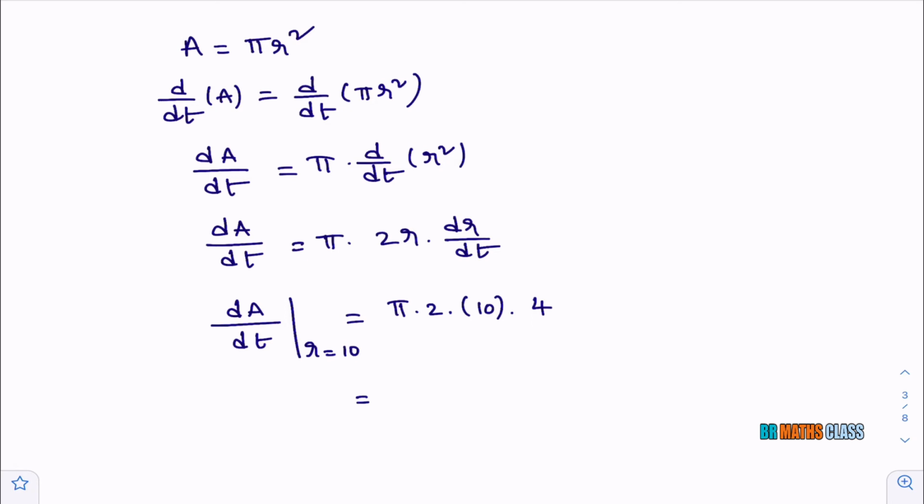If you simplify this, what will you get? 4 into 10, 40. 40 into 2, 80. 80 pi. What is this? This is 80 pi, the rate of change of area with respect to t. So what are the units for this? Units for this is centimeter square per second. So what is the answer? Required answer is dA by dt when r equal to 10 is 80 pi centimeter square per second. I hope you understand this, right?